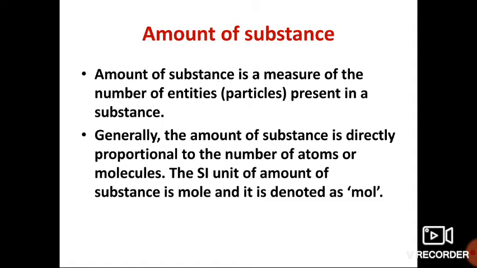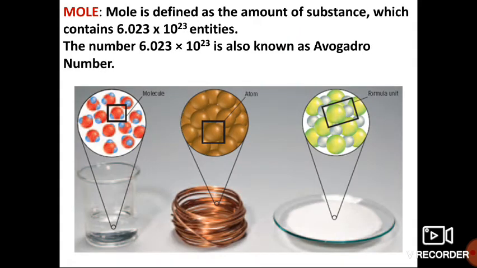Next physical quantity, the base quantity, amount of substance. Amount of substance is a measure of the number of entities or particles present in a substance. Generally, the amount of substance is directly proportional to the number of atoms or molecules. The SI unit of amount of substance is mole and is denoted by mol. So what is mole? Mole is defined as the amount of substance which contains 6.023 to the power 23 entities, particles. Okay. So 1 mole, it means what?